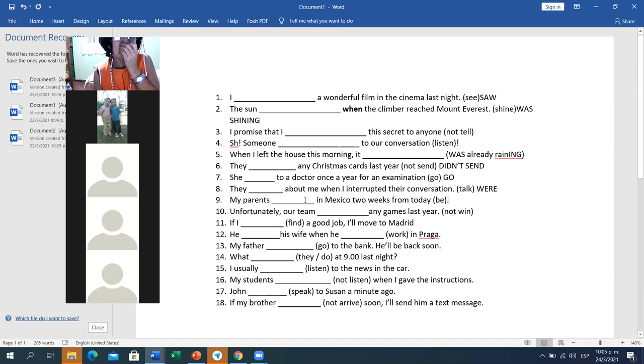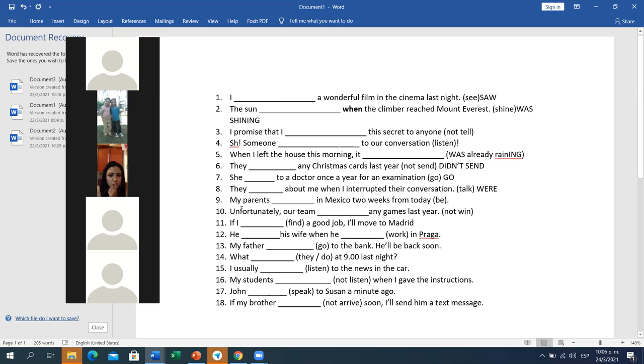My parents were what? No. My parents are going to be, or will be in Mexico 2 weeks from today. Porque estamos hablando del futuro. Teacher, can I use my parents will be in Mexico 2 weeks from today? Yes, my parents will be. My parents are going to be or my parents will be. Any questions?